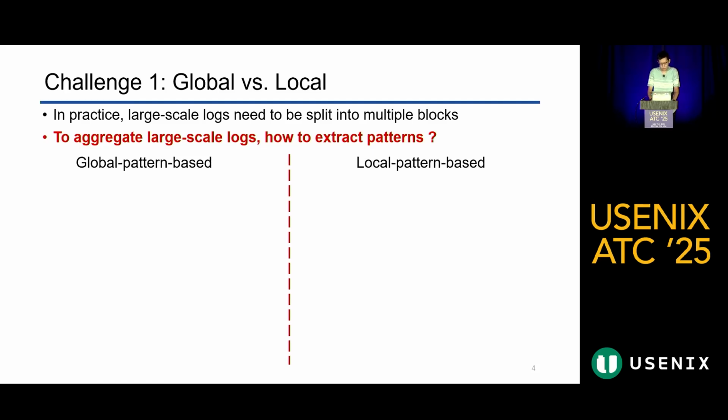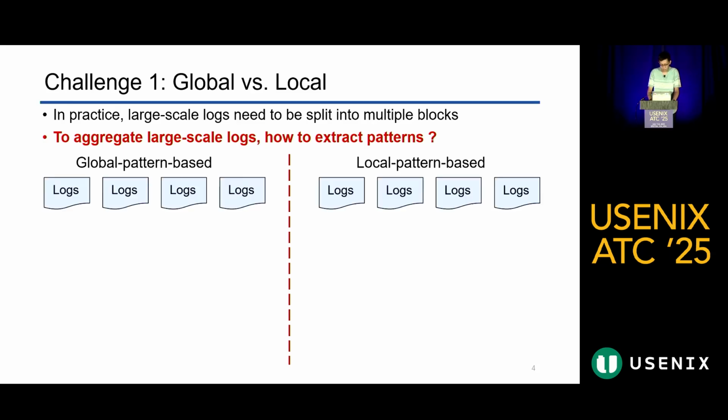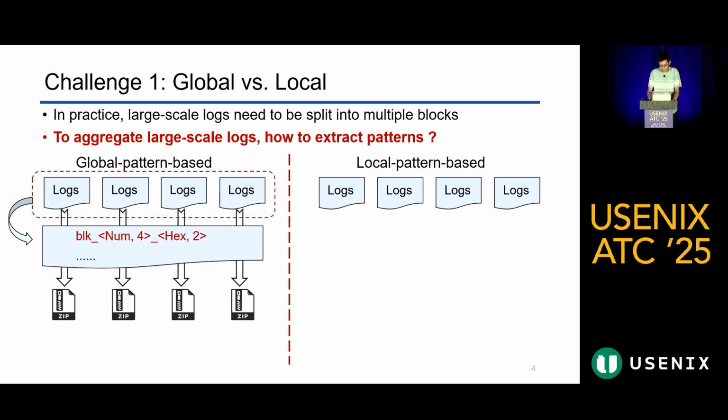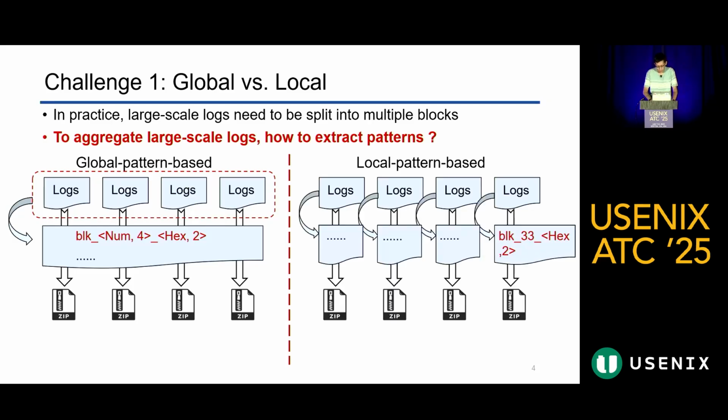Pattern-based log compression is used to compress large-scale logs in Alibaba Cloud. However, when executing aggregated analysis on these compressed logs, we face two fundamental challenges. First, in practice, large-scale logs are split into log blocks, leading to two pattern extraction schemas. The first schema is the global pattern-based schema. It extracts patterns from a sample of all log blocks and then uses these patterns to compress each log block. Another schema is the local pattern-based schema. It executes the pattern extraction process on each log block and compresses logs accordingly.